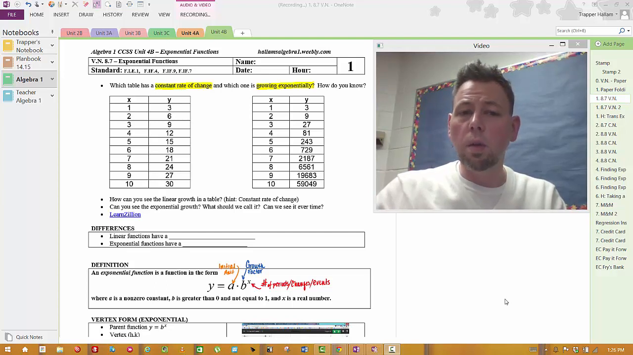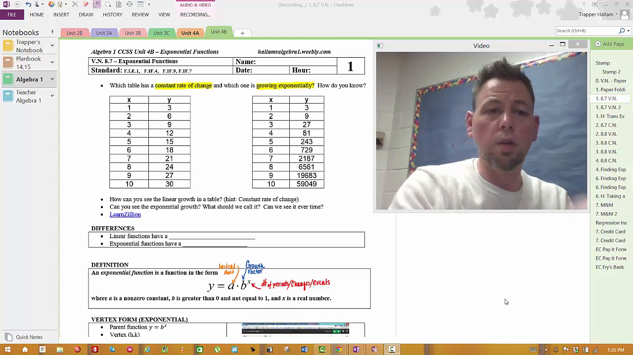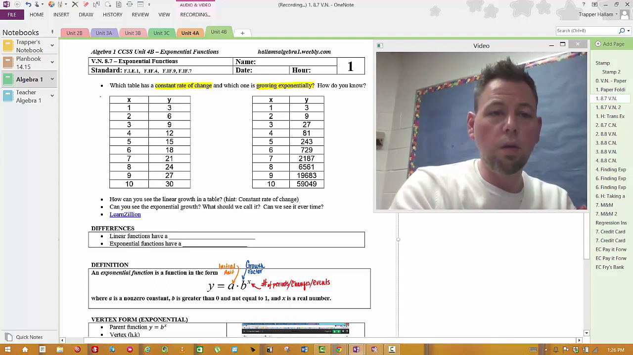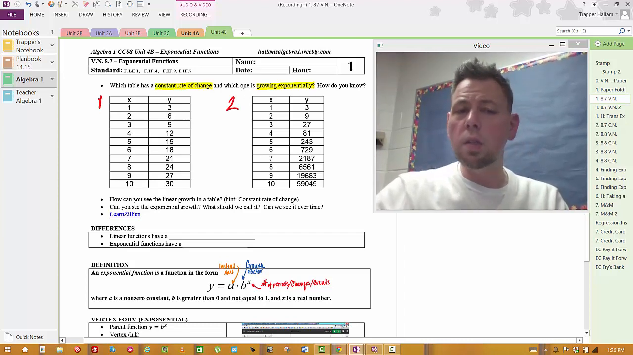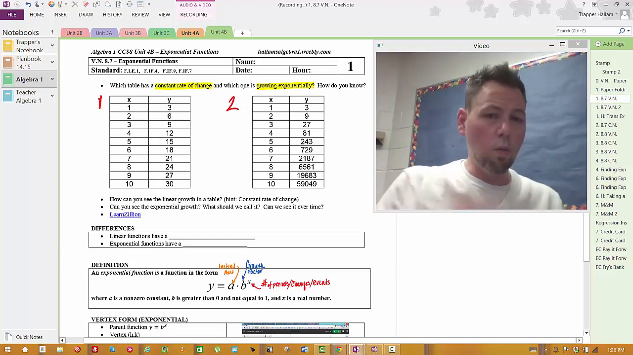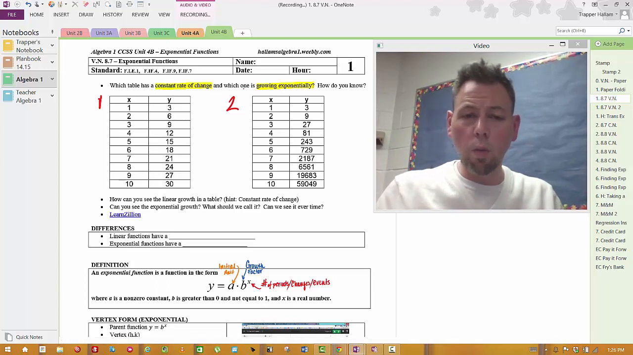To do that, I'm going to ask you to look at these two tables on your screen. You've got two tables here, and in those tables, you're going to be able to see one's linear and one's exponential. So I want you to do that.